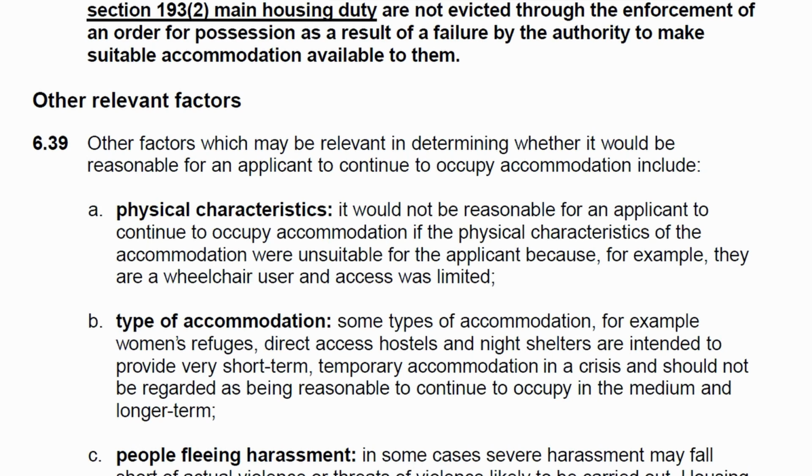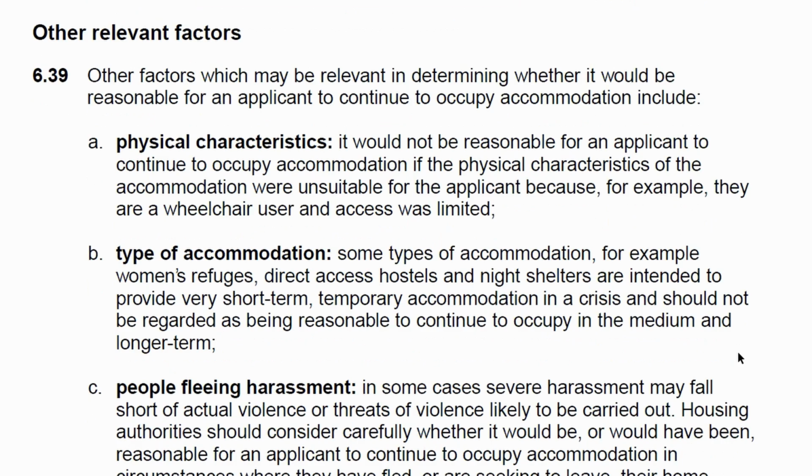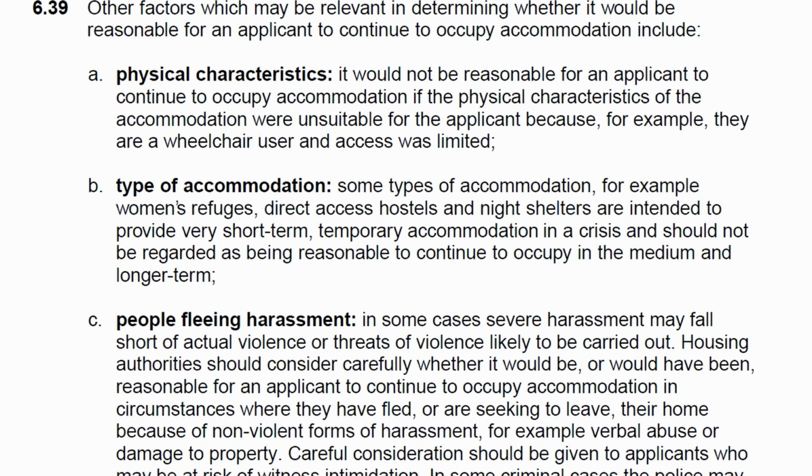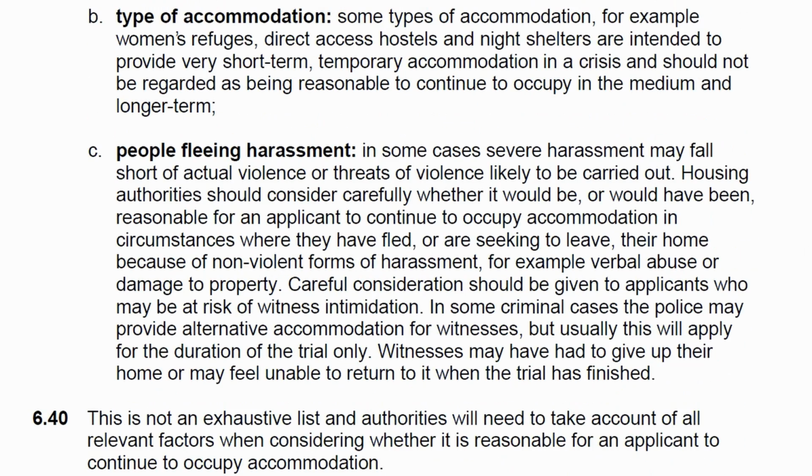B, type of accommodation. Some types of accommodation, for example, women's refuges, direct access hostels, and night shelters, are intended to provide very short-term temporary accommodation in crisis and should not be regarded as being reasonable to continue to occupy in the medium and longer term.